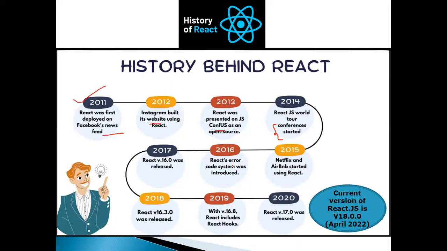In 2016, React's error code system was introduced, because its exceptions are more; they introduced it by adding a plugin, one more module. In 2017, version 16.0 was released. In 2018, version 16.3.0. In 2019, a new version, 16.8, was released, which added the React hooks concept. In 2020, version 17.0 was released. The current version, April 2022, is version 18.